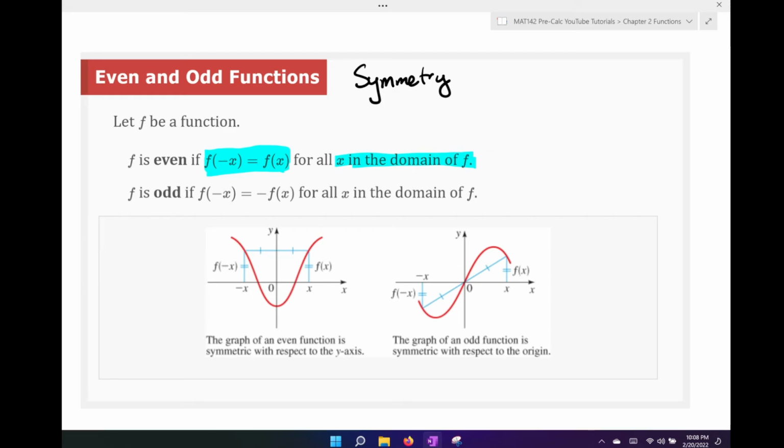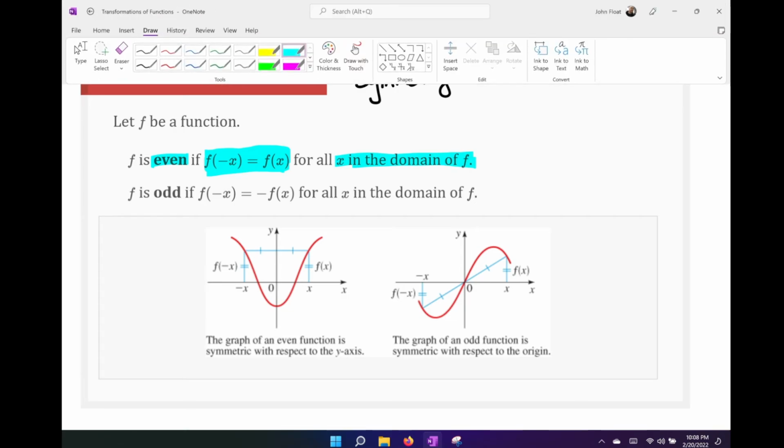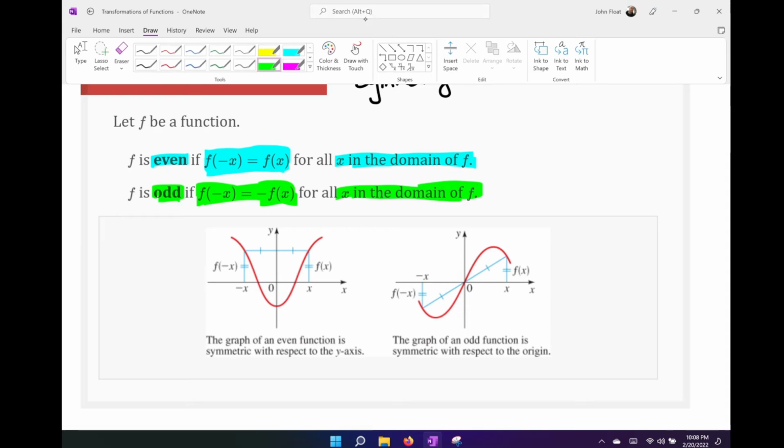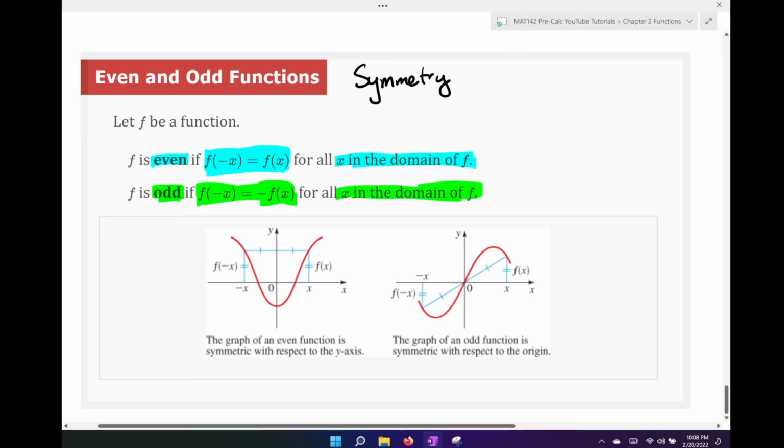That is called even. Now, f is odd if f of negative x equals negative f of x. Notice that the negative symbol is out front of the function, for all x in the domain of f. So this is going to be odd. Now, we do have 2 really nice pictures down below that are going to help us out with this. So notice that the graph of an even function is symmetric with respect to the y-axis. You should be thinking of a parabola.